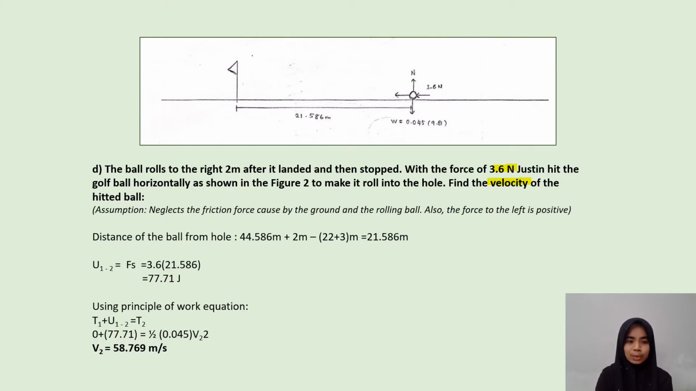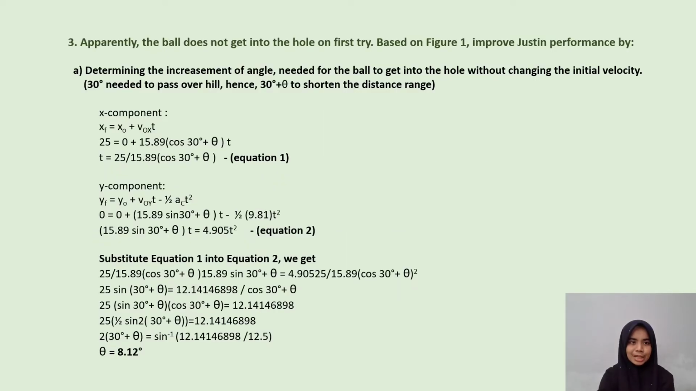By using the principle of work and energy, we substitute T1 plus U1-2 equal to T2. We know that T1 is 0. We add the value of U1-2, which is 77.71, equal to half multiplied with 0.045 multiplied with velocity squared. Then we calculate and get the velocity, which is 58.769 meter per second.